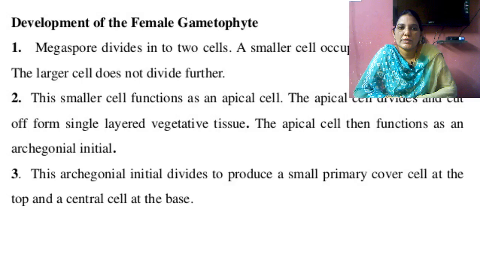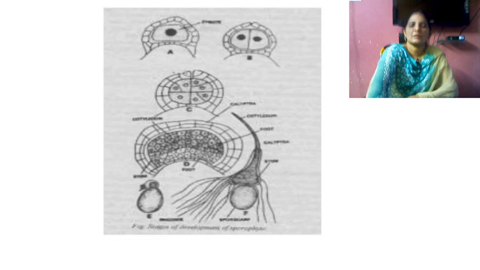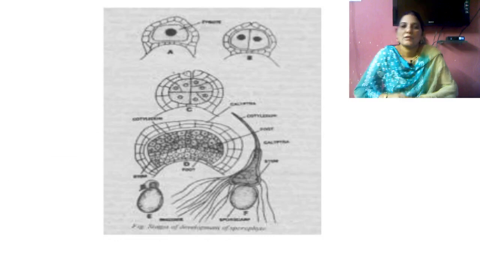So here, development of the female gametophyte. The male gametophyte forms from the microspores. So here the female gametophyte develops from the megaspore. So macrospore or megaspore. The megaspore divides into two cells, upper cell and lower cell.